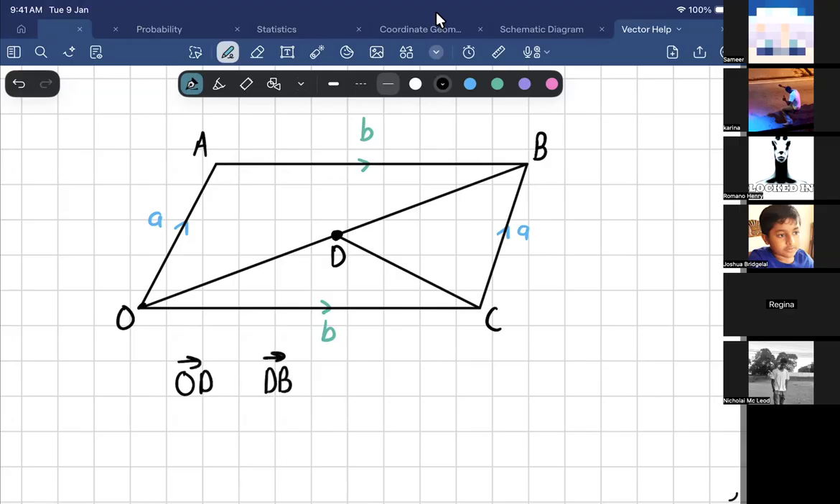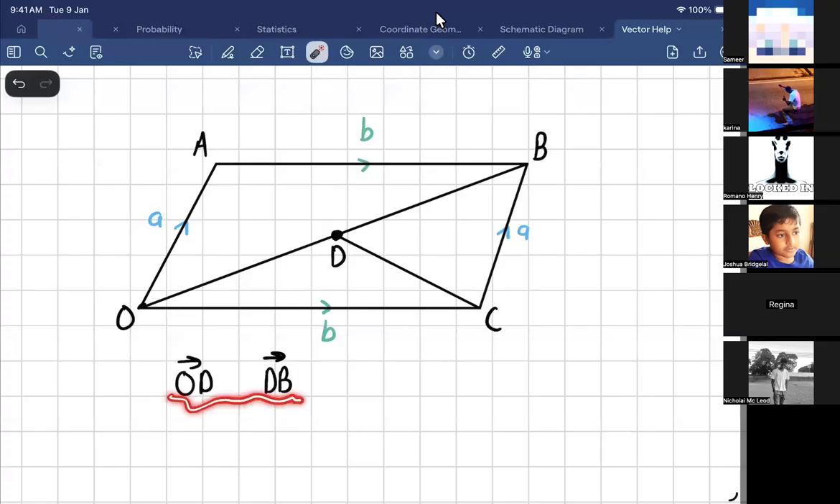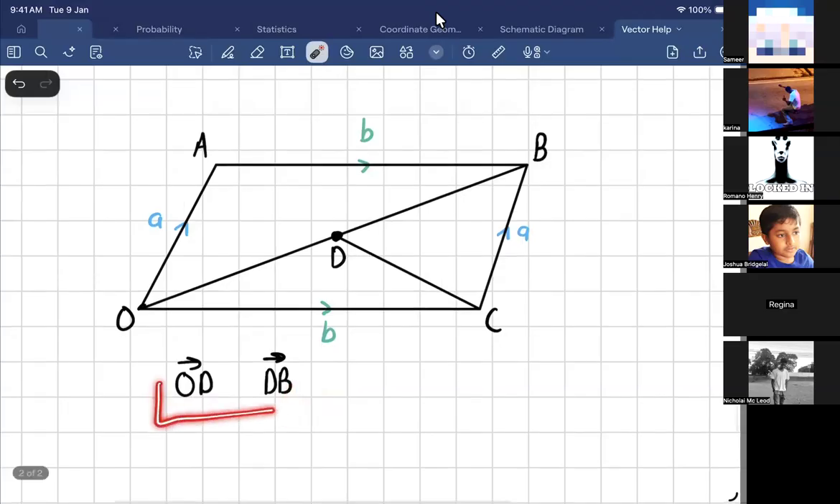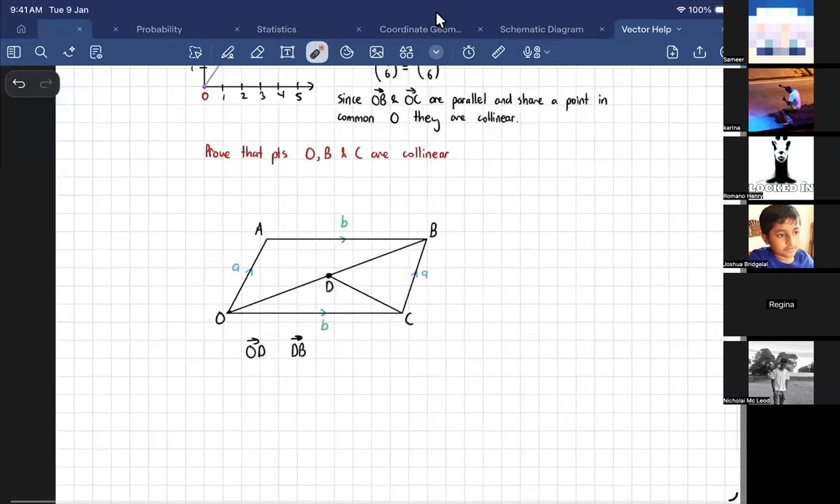Excellent. If I could prove that these two vectors are scalar multiples of each other, it means that those two are parallel. The next thing we're looking for: do they have a point in common? D. Yes, both of them have D in common. So it's that simple. Once you could show that, it means that those points are collinear. So I think we can now start past paper questions.